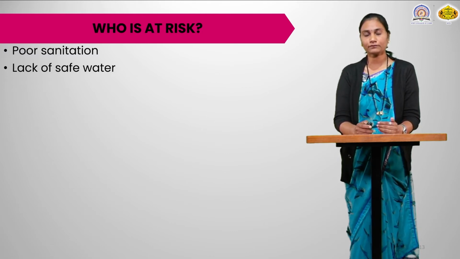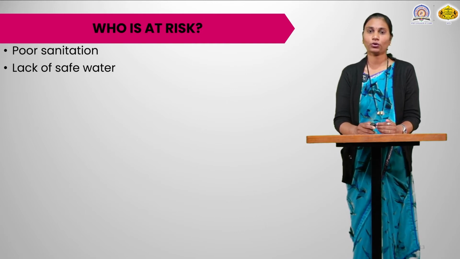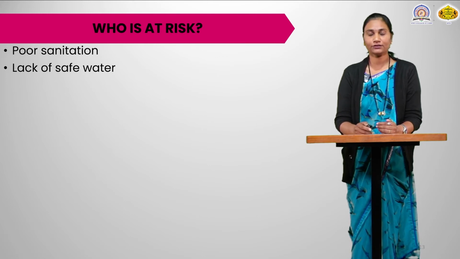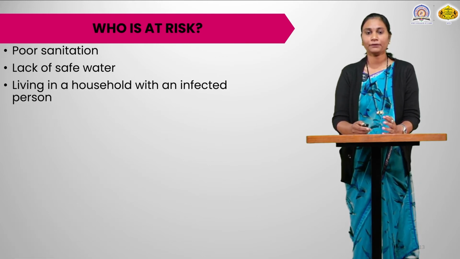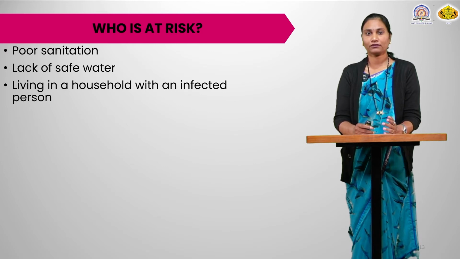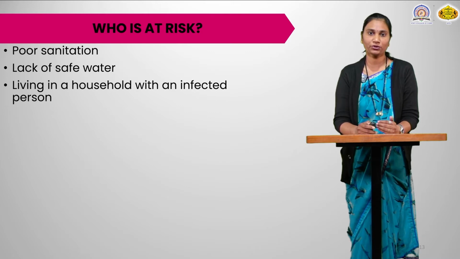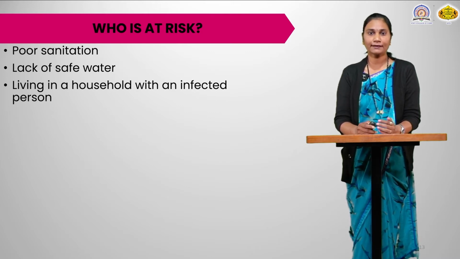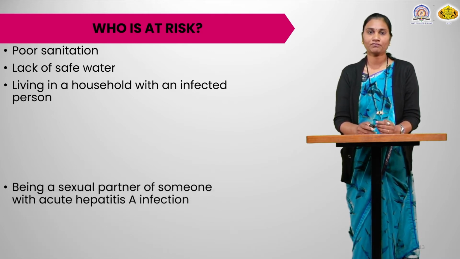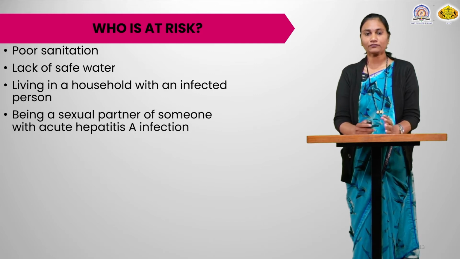Apart from that, lack of safe water. If clean water is not available for drinking, that can lead to this infection. The people living in a household with infected persons: since this particular infection is transmitted via the fecal oral route, if a person is living with another person who is infected with this particular viral infection, that person is more prone to a similar type of infection. Again, talking about the sexual mode of transmission.